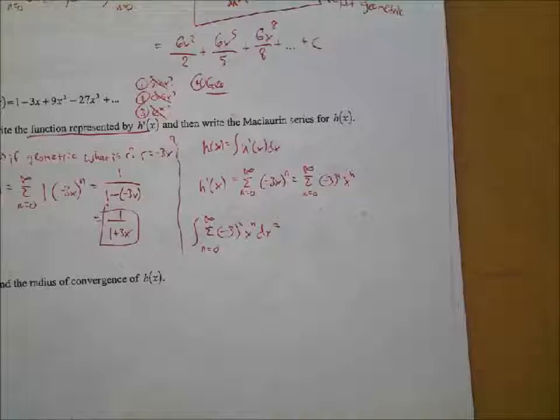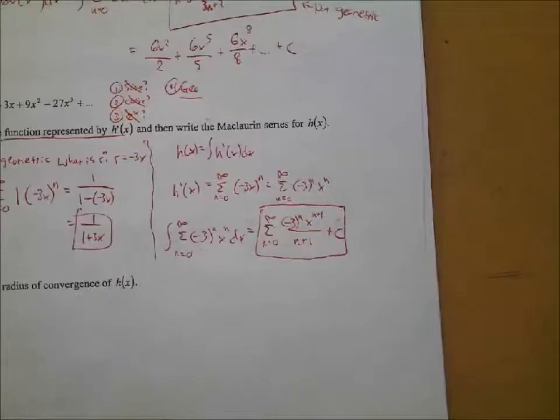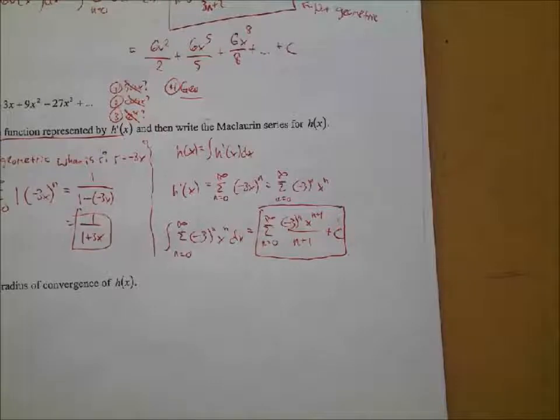So, something like that. Add 1 to the exponent of the x, right? We're integrating with respect to x. Negative 3 to the n is a constant coefficient, so we don't integrate that. Only the x. We add 1 to the exponent, divide by the new power, and of course, don't forget the plus c because it is an indefinite integral.